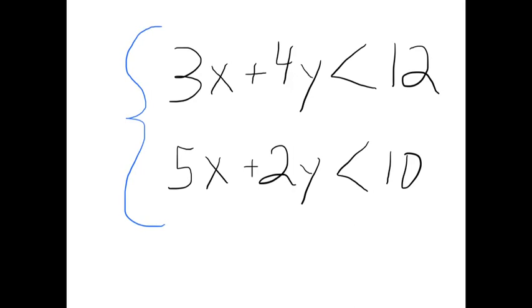Here's a system of equations, and you can tell that it's a system because of this big curly bracket right here. That big curly bracket means it's a system of equations, which means that we're looking for solutions to both the top equation, or in this case, inequality. See the less than symbol? That makes it an inequality. And the bottom inequality.